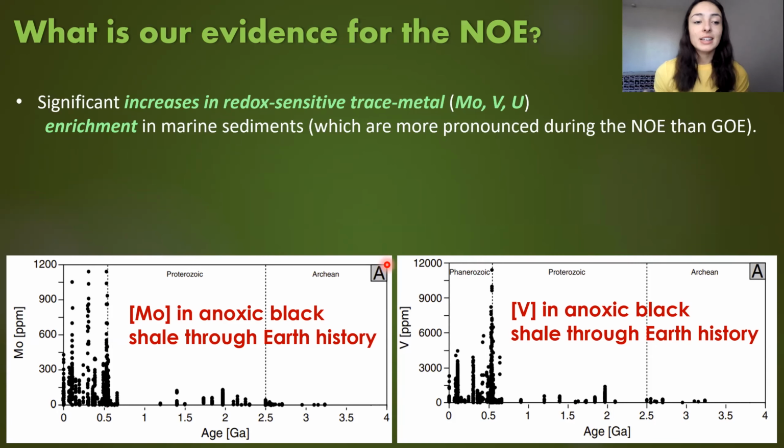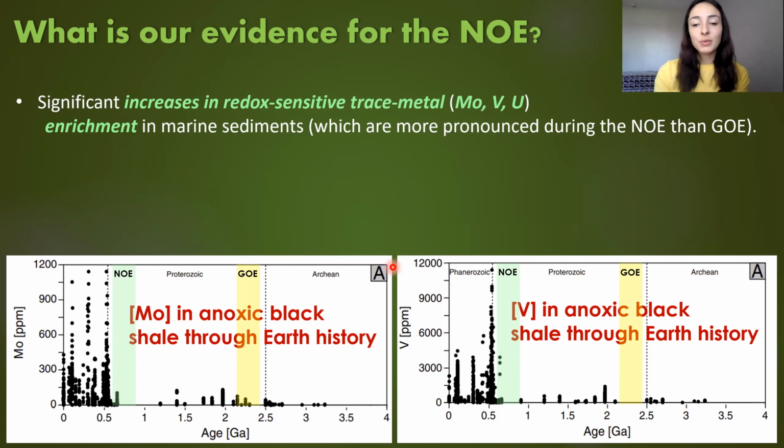And shown on this slide is molybdenum and vanadium concentrations in anoxic black shales through Earth's history. So we can see that in these marine sediments, molybdenum and vanadium increase in concentration drastically around 0.5 billion years ago, or 500 million years ago. And we can see that this increase aligns pretty darn well with the NOE. However, we also have the GOE, so why didn't they rise during that oxidation event if oxygenation really is the cause of this spike?